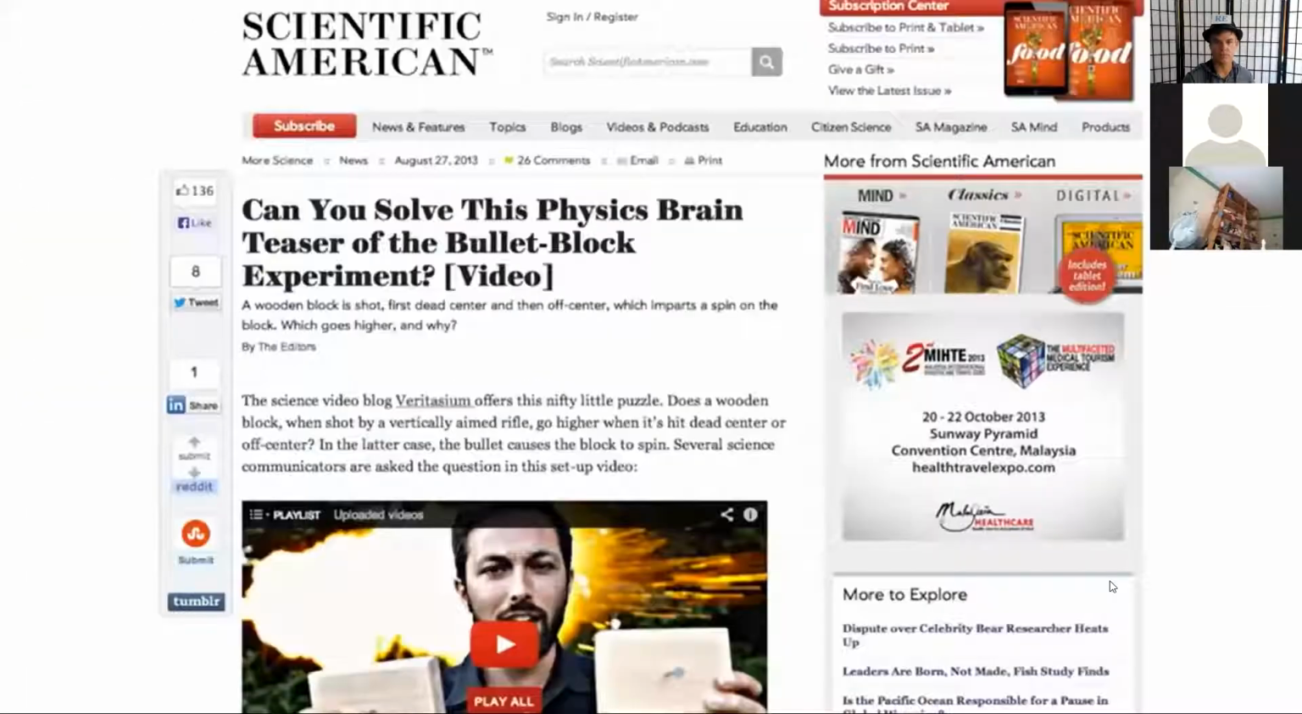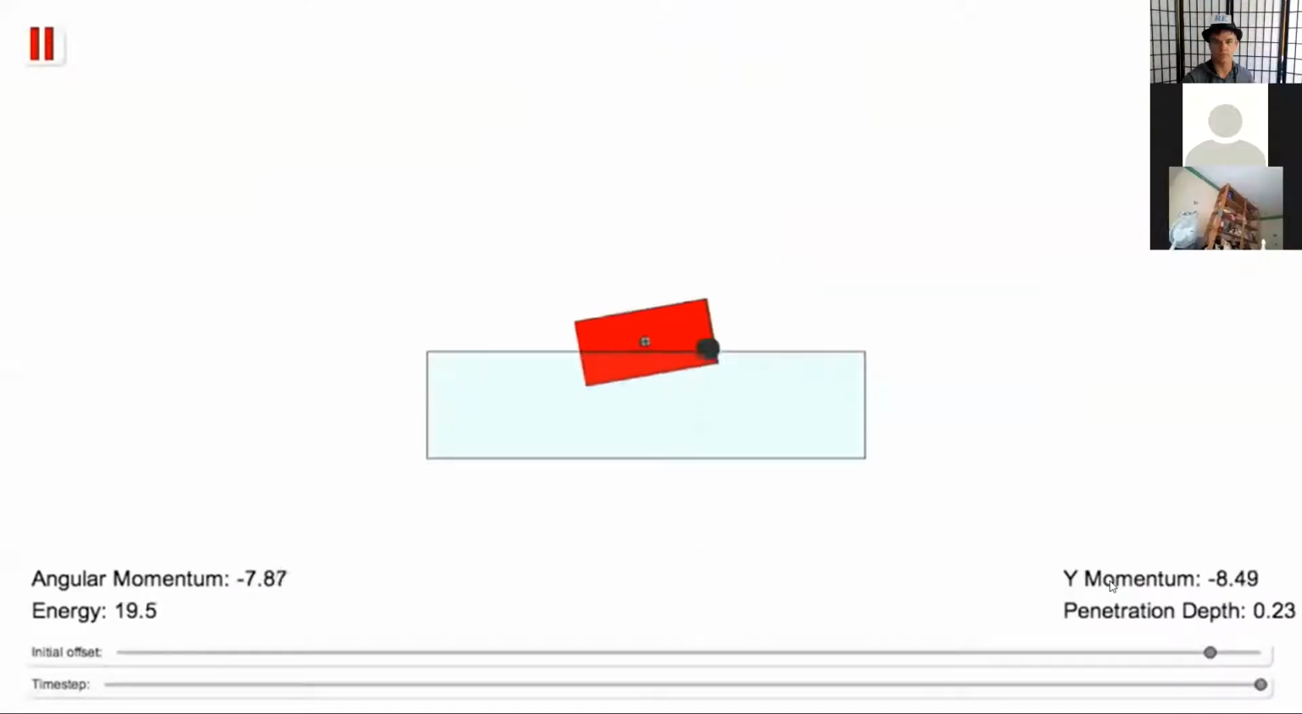The experiment was featured on blog posts, including Scientific American and Wired. There's an interactive simulation you can try. A link is in the description. And someone even made a webcomic.